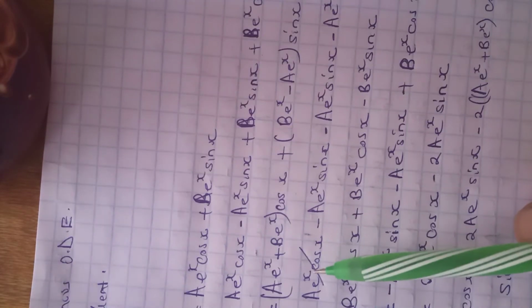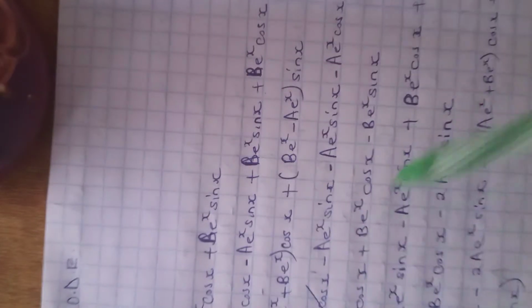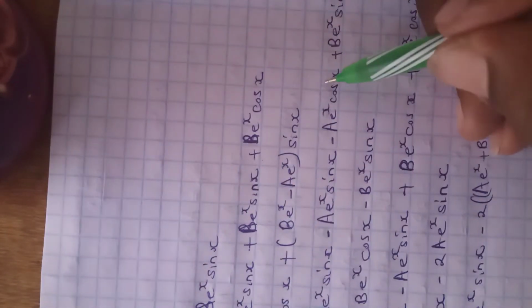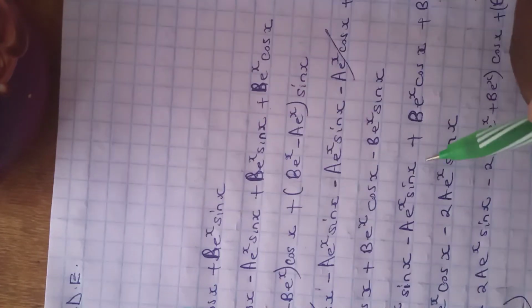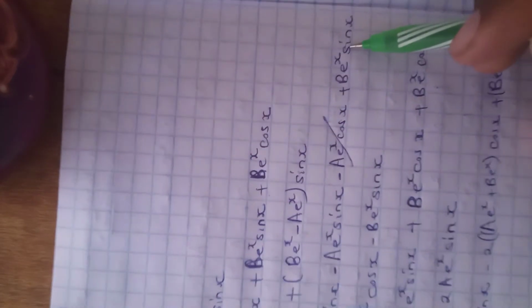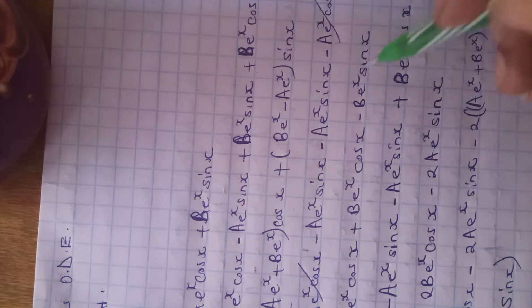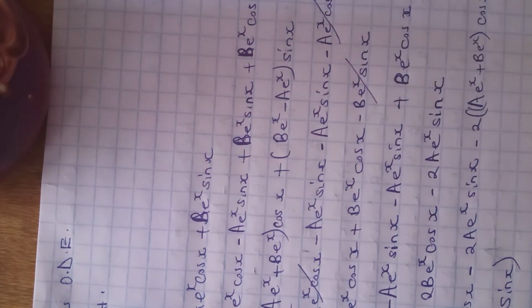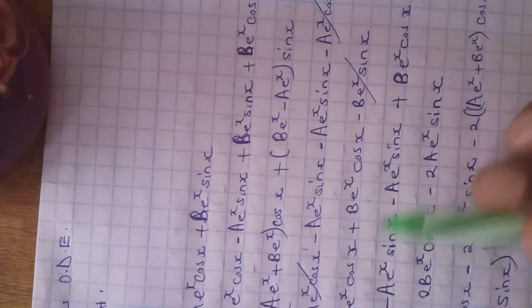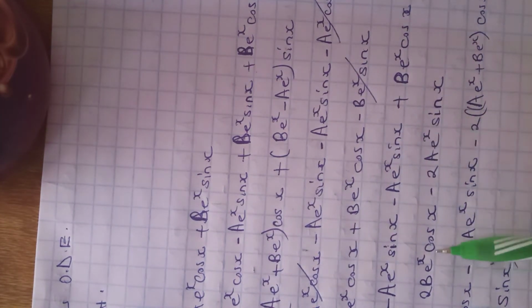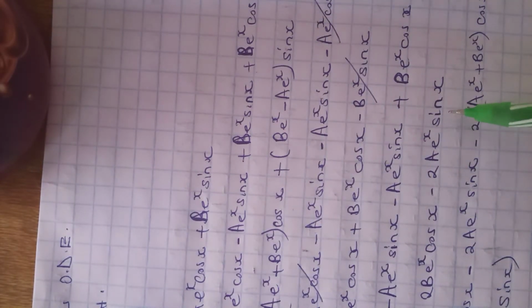this Ae^x over here cancelling with this other Ae^x cos x over here. So we cancel that one. Also we have Be^x sin x cancelling with this negative Be^x sin x. So this one cancels, and we remain with this one and this one and this one. So when we collect them, we have twice Be^x cos x minus 2Ae^x sin x.